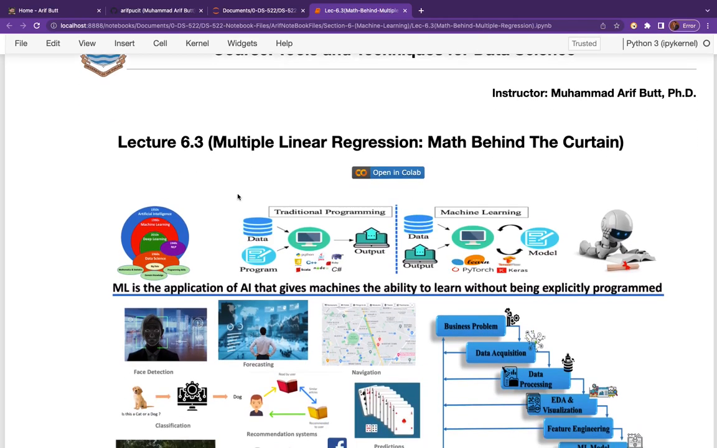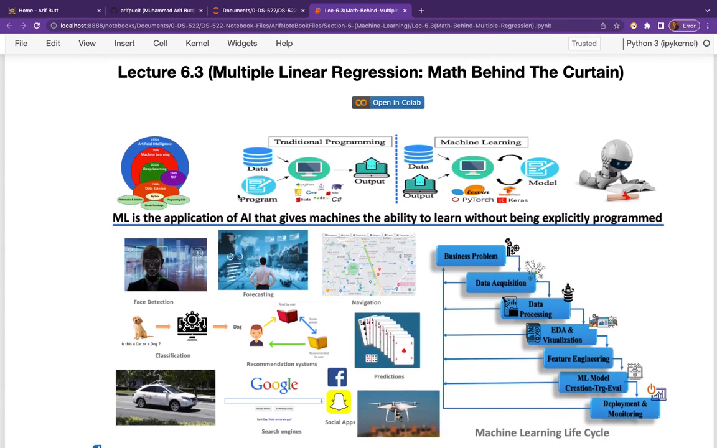Well, my dear students, we all know by now that at a very abstract level, machine learning is the application of AI that gives the machine the ability to learn without being explicitly programmed, by understanding the relationships between the input features and maybe the output label of the given dataset, and then formulating that relationship in a mathematical form.